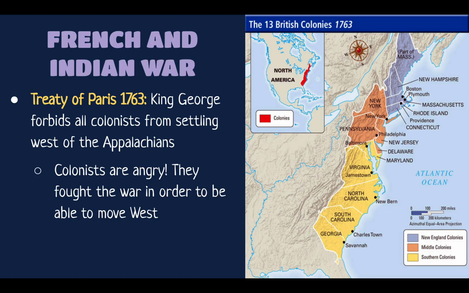So, to recap from the French and Indian War, remember that the war ended with the Treaty of Paris in 1763, and one of the final results of that conflict was that King George of Britain forbade all colonists from settling west of the Appalachian Mountains, which was a big deal because that was the whole purpose of fighting the war. From the colonists' perspective, they were trying to gain control of the Ohio River Valley, and now they were being told that they could not go and live in that land that they had just rightfully won.